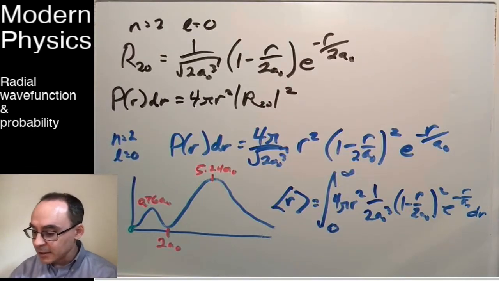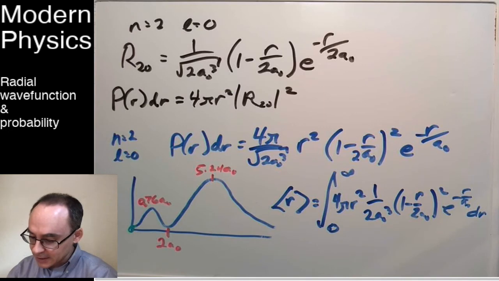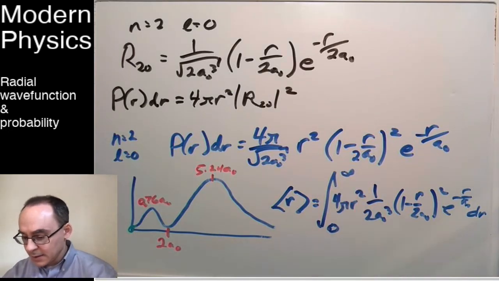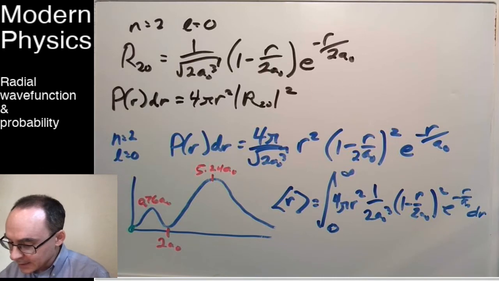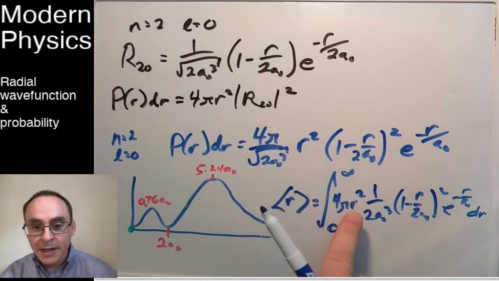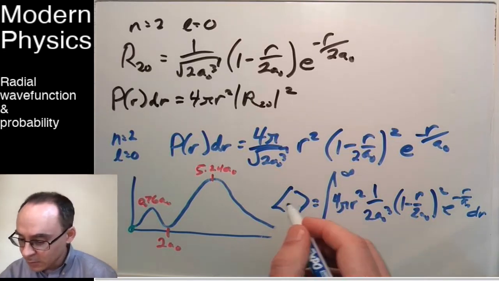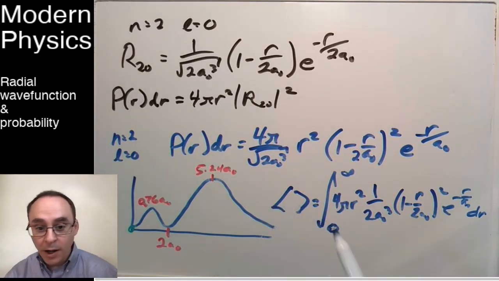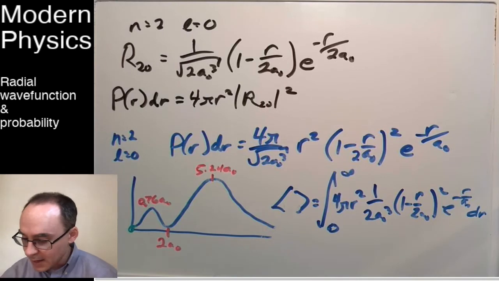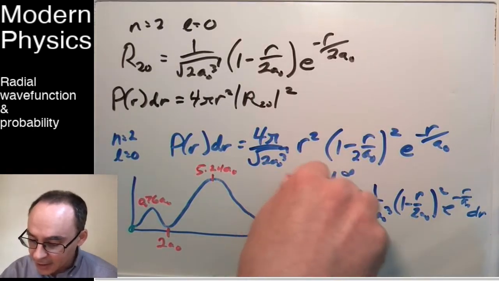But how can we check that? What we can do is check this without the, I'm sorry, I forgot the extra factor of r because I'm taking the expectation value of r. What I wrote down right here is just the expectation value of 1, basically. So if I do that, I should get 1. I should have normalized the wave function. That's actually how I can check this.